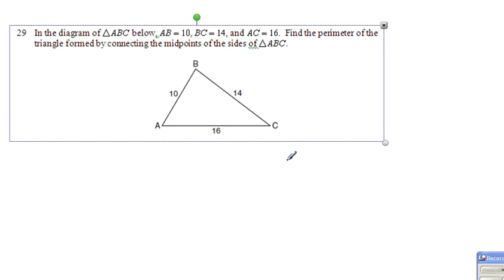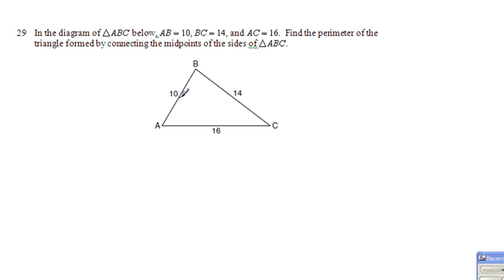Number 29. Connecting the midpoints. Now, that means we're looking around here, here, something along the line. I'm sure you will have done it with the ruler. Find the perimeter of the triangle here. That means each side will be, AB used to be 10, now it's going to be 5. Instead of 16, we're going to have 8. Instead of 14, we're going to have 7. So then in this case, the sum becomes 20.